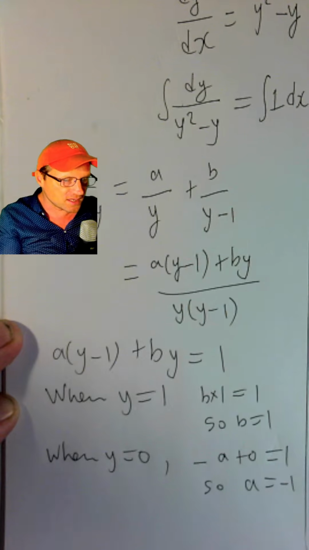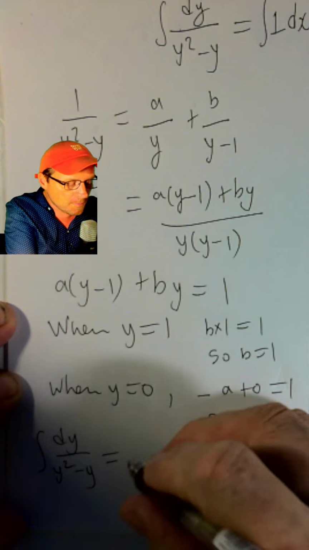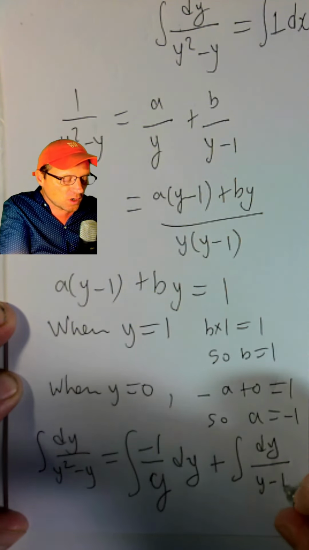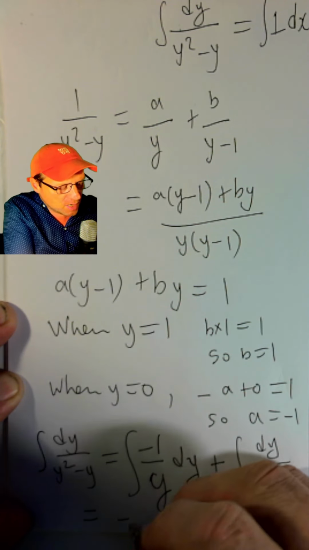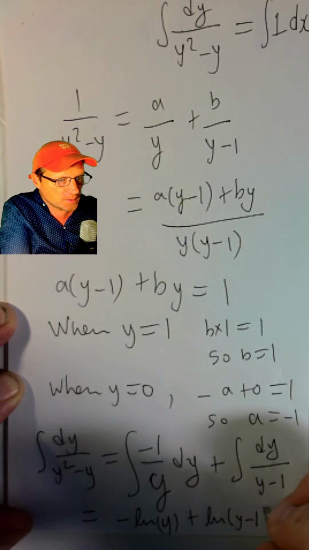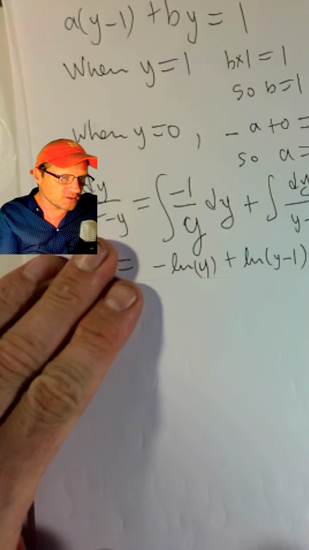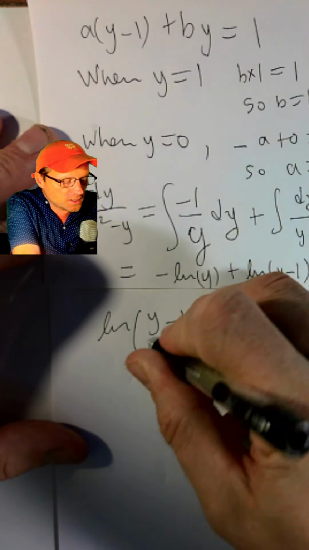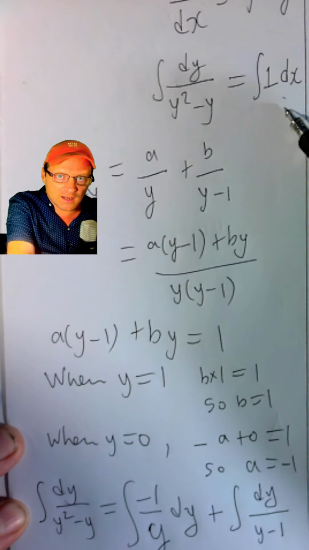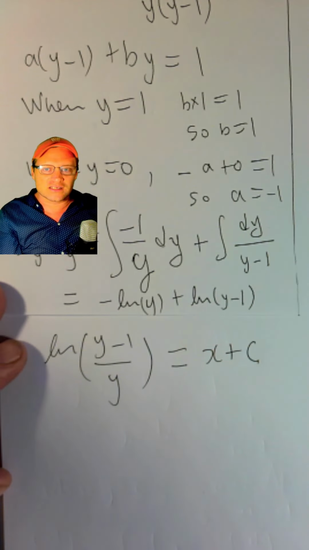Okay, now that we have this, we can integrate the left-hand side and say this is minus 1 over y plus 1 over y minus 1, dy. Okay, and so we have then minus the natural log of y plus the natural log of y minus 1. And we can express this, using a log rule, as the natural log of the quotient of those two. Natural log of (y minus 1) over y is equal to the integral of the right-hand side, which is just x plus c.